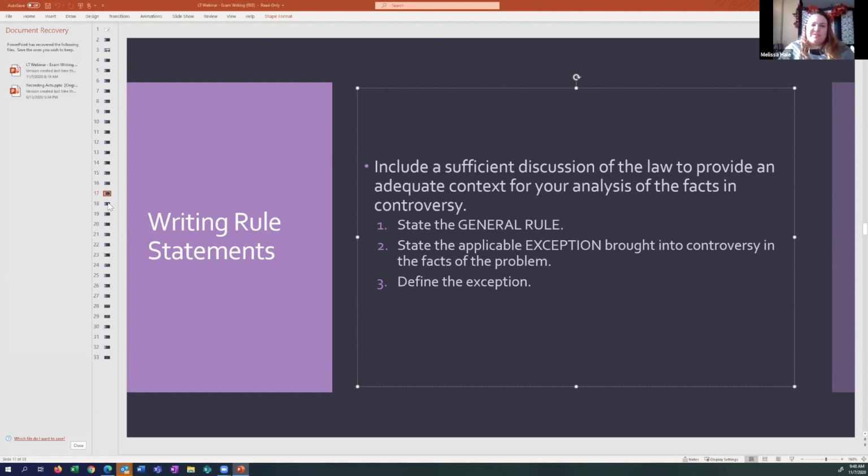So, well, no, I cannot take credit for this. This is a former colleague of mine, something he tells his students, and I think it's brilliant. You're setting the table. Your rule statement sets the table for your analysis.